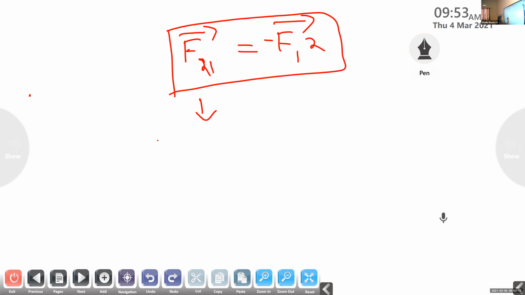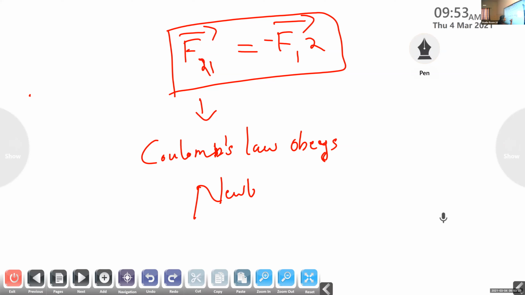From this we can say that Coulomb's law obeys Newton's third law of motion. Is it clear for you?